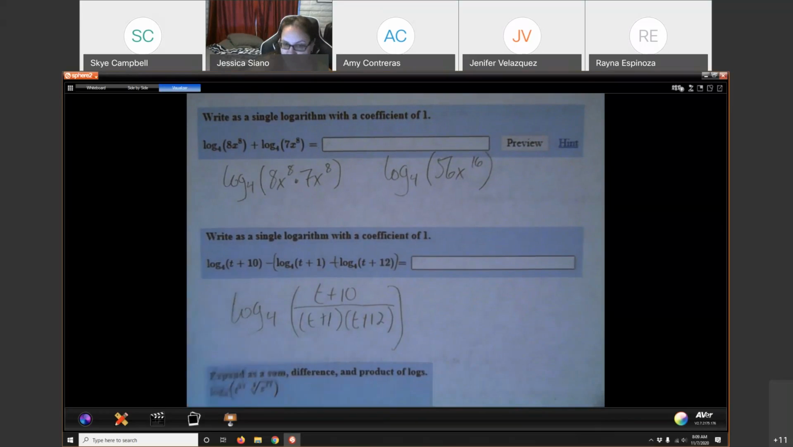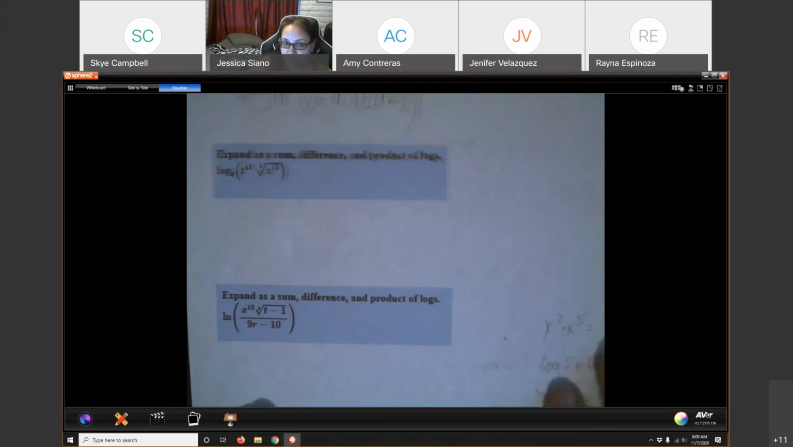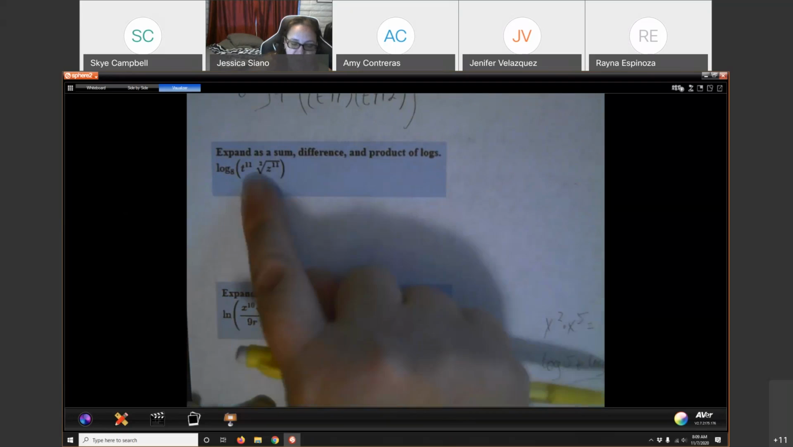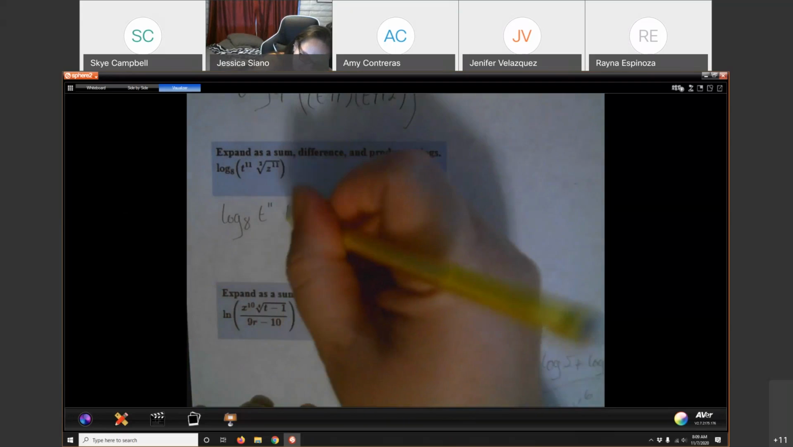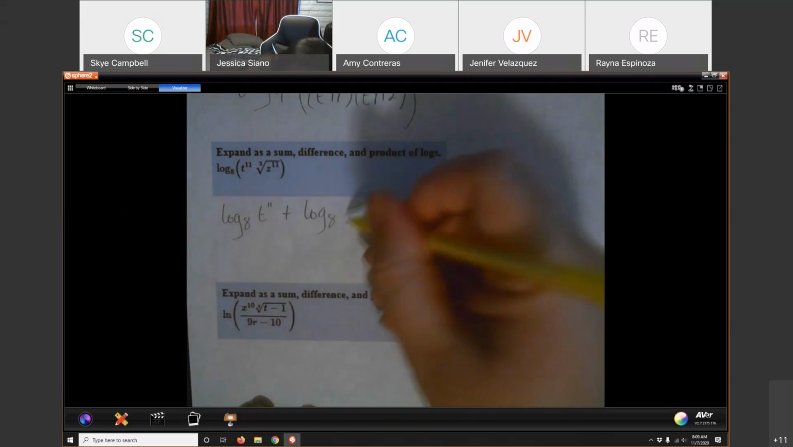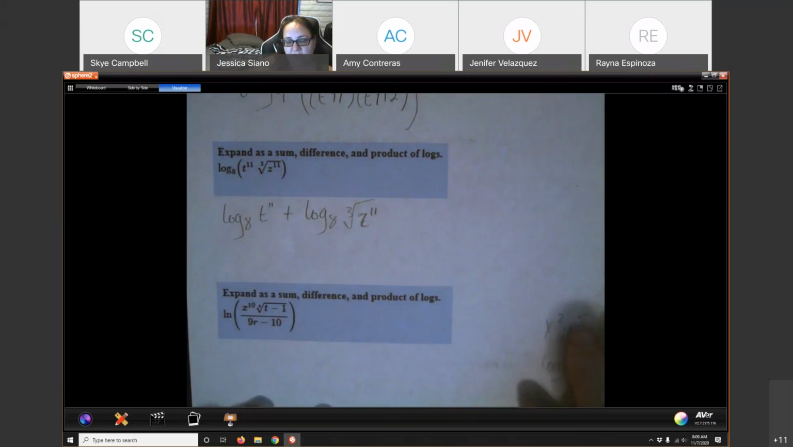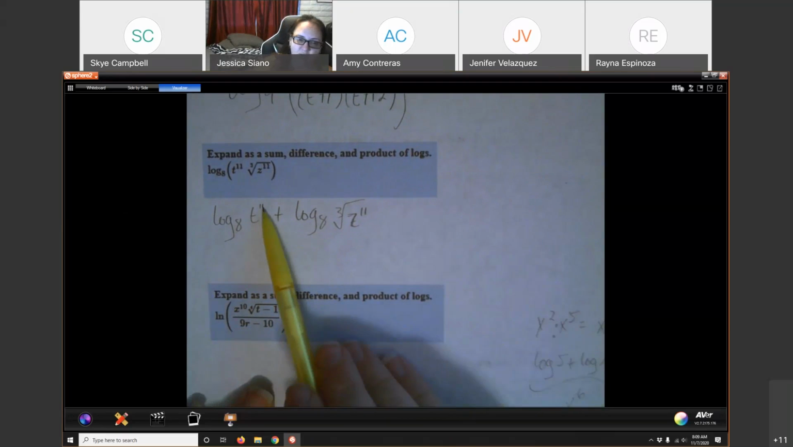So that's condensing. The other thing that we do is expand, which is basically the opposite of what we just did. So here, if this is multiplying, then when I pull them apart, it will become addition. t to the 11th plus log base 8 of the cube root of z to the 11. Now, there's one more rule here that we need to put into play, and that is the rule that says when you have an exponent, you multiply.